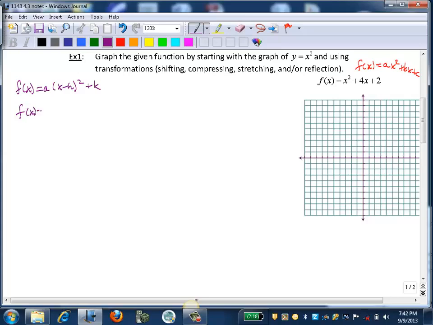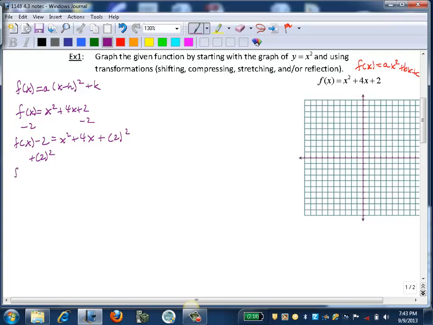So I have my f of x equals x squared plus 4x plus 2. Okay, so we're going to subtract 2 from both sides. We're going to move the constant over. So we have f of x minus 2 equals x squared plus 4x. And then we're going to take half of the b term, half of 4, which is 2, and square it, which would give us back 4. So we're adding 2 squared, half of the b term squared. And so we have to do that to both sides.